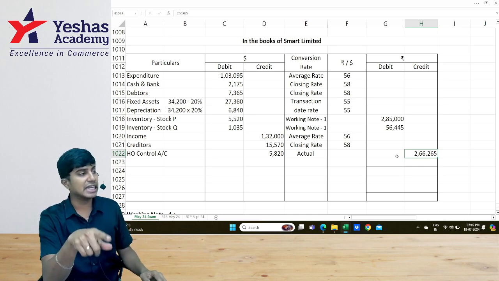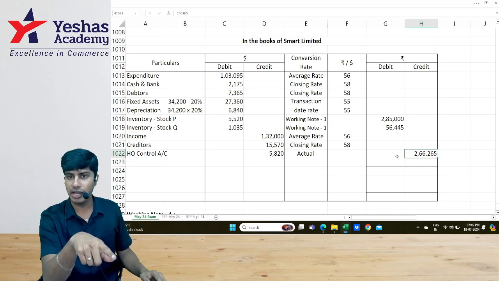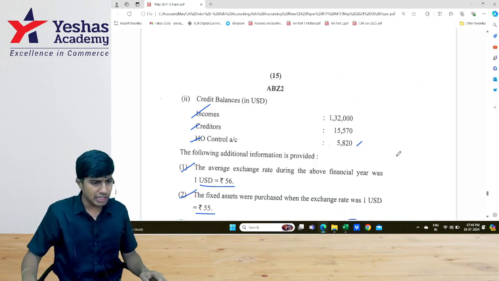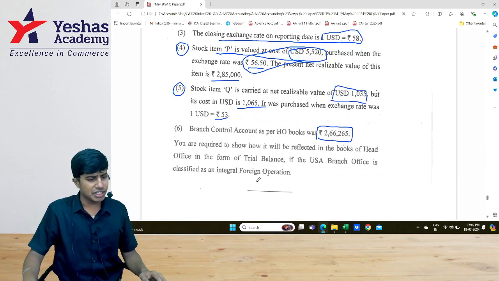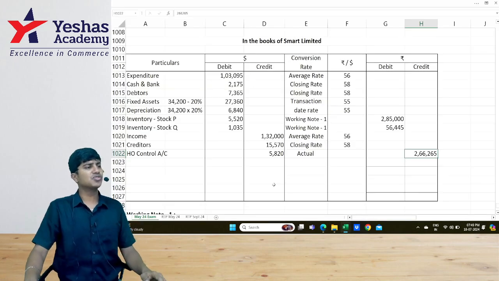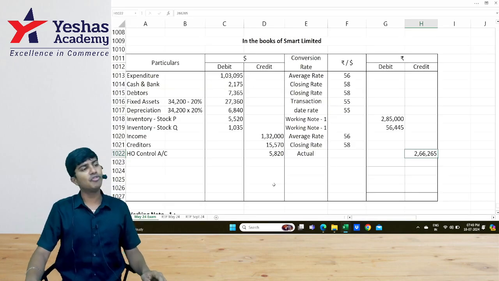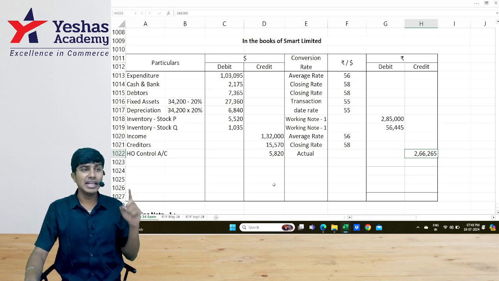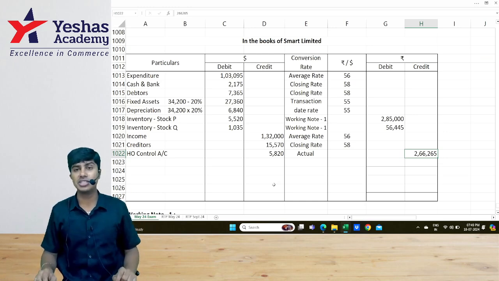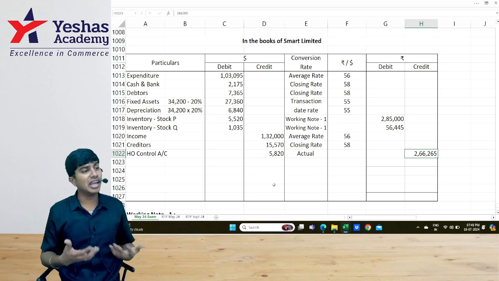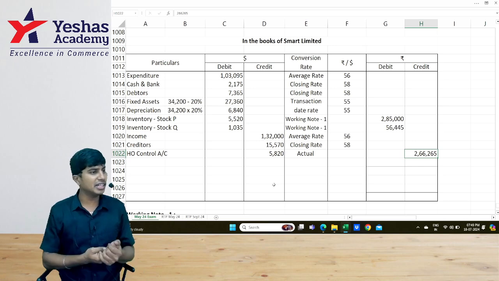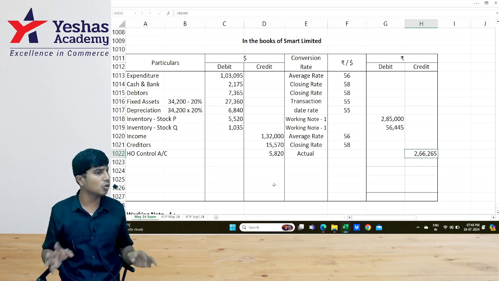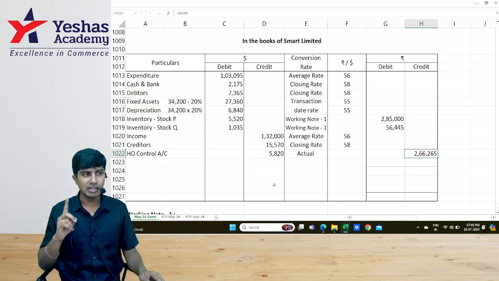If this is an integral operation, we transfer it to P&L. But in this question, is it integral or non-integral? If it is non-integral, it goes to FCTR, foreign currency translation reserve. This is an integral operation. We'll transfer the difference to P&L through the foreign exchange difference account, because an integral foreign operation as per Accounting Standard 11 should be treated like a foreign transaction. Foreign currency transactions and integral foreign operations are no different as per Accounting Standard 11.